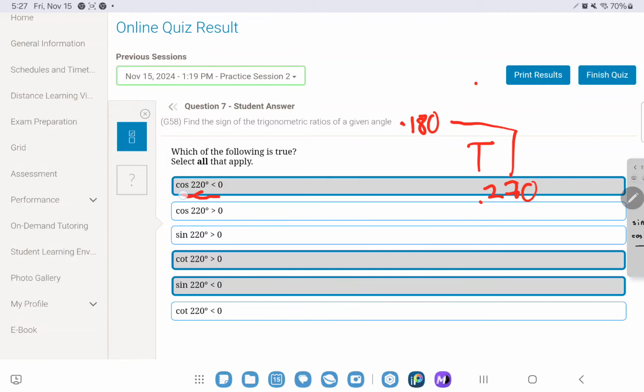So cosine 220 less than 0, yes, it's negative. Cosine 220 positive, no. Sine 220 positive, no. Cotangent positive, yes. Sine negative, yes. Cotangent negative, no. It's really easy.